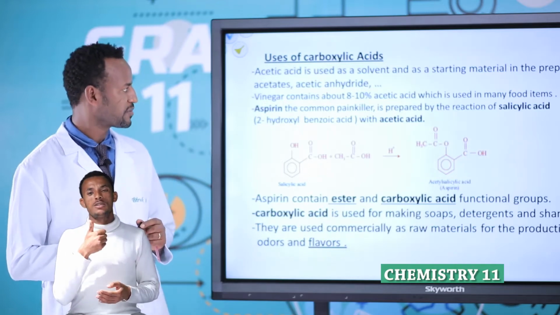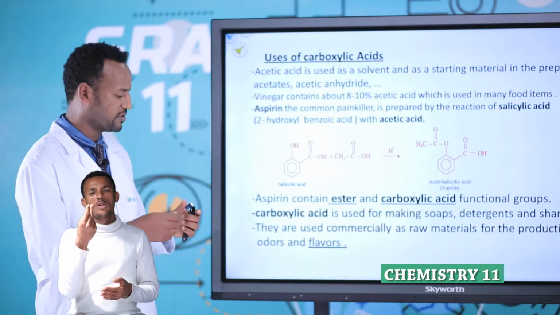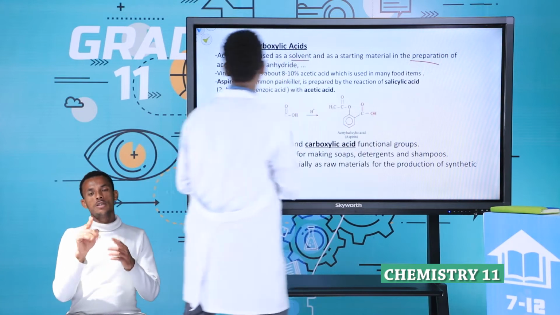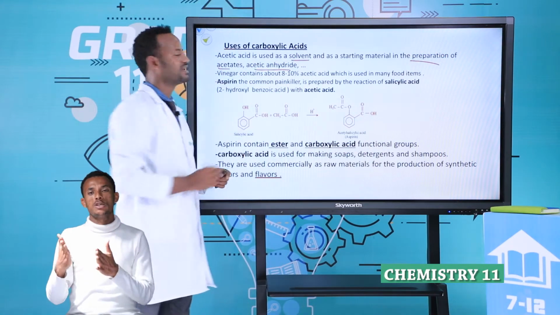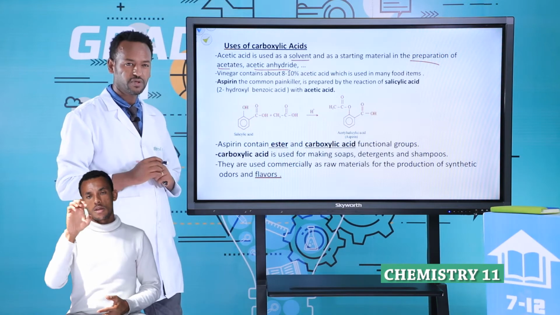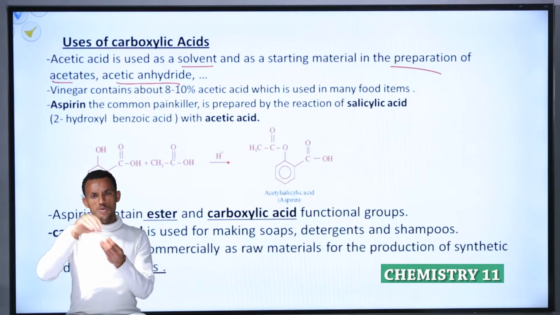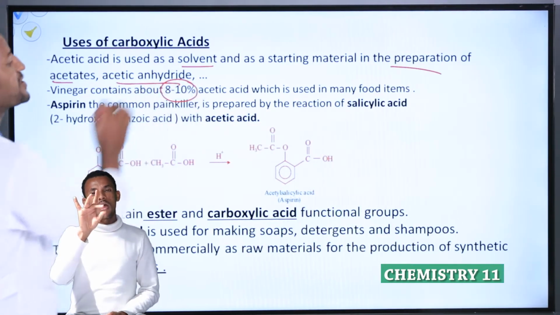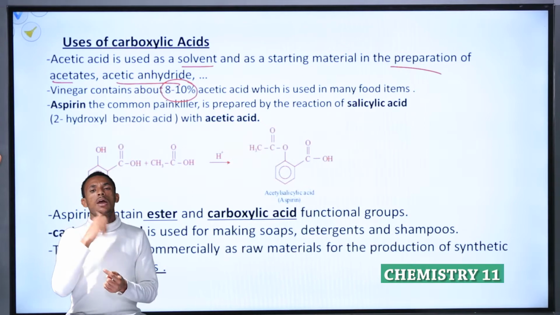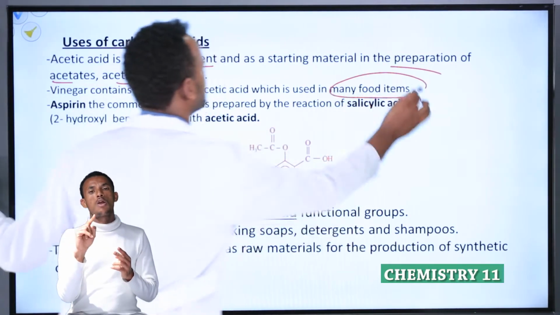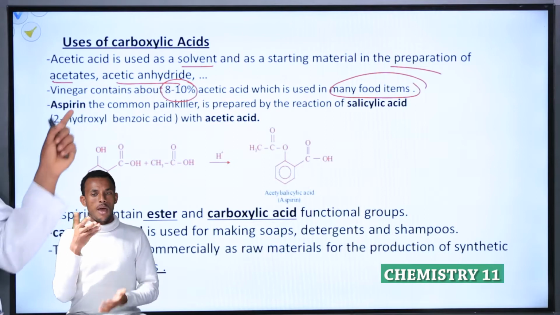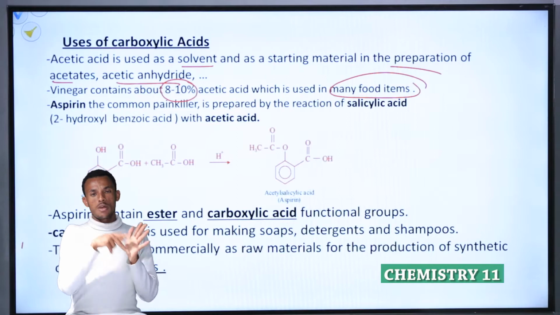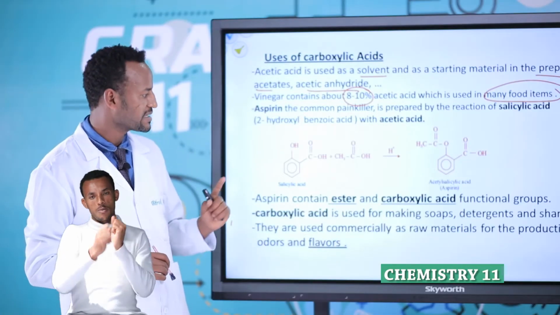By the way, carboxylic acid is used as a solvent and a starting material for the preparation of acetates and acetic anhydride. Also, vinegar contains about 8 up to 10% acetic acid, which is very important for many food items. Again, you know aspirin. Aspirin is a common painkiller. Therefore, aspirin is formed from the acid known as acetic acid.